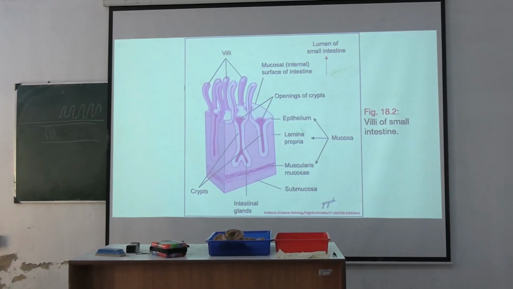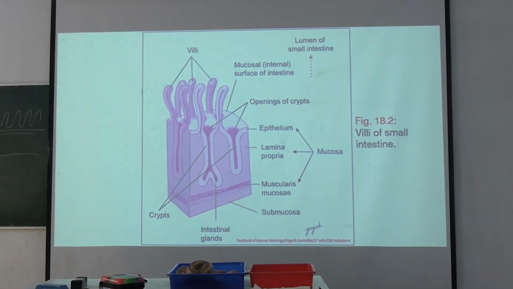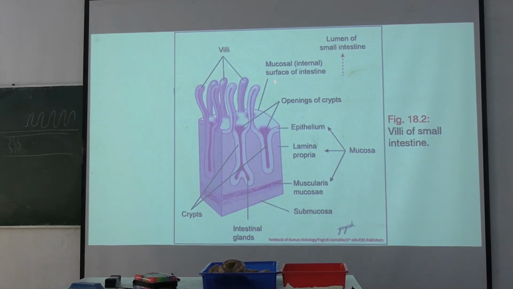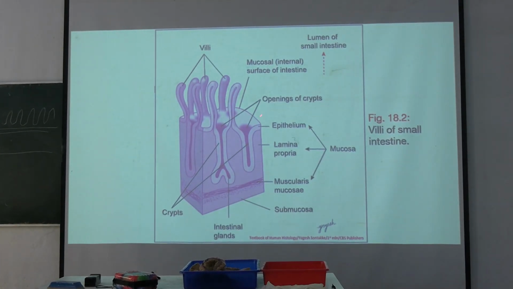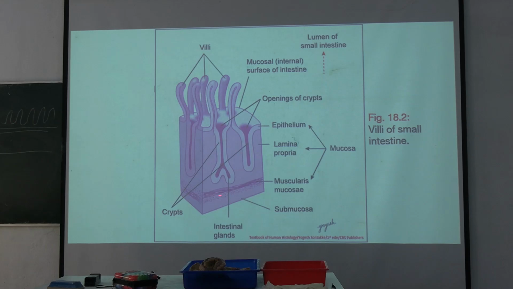Now this is the villi of the small intestine. See the villi, the mucosal surface of the intestine. This is the mucosal surface. Openings of the crypts. This is the epithelium, lamina propria, and this is the mucosa. The muscularis mucosa and submucosa. These glands are there, crypts are there.